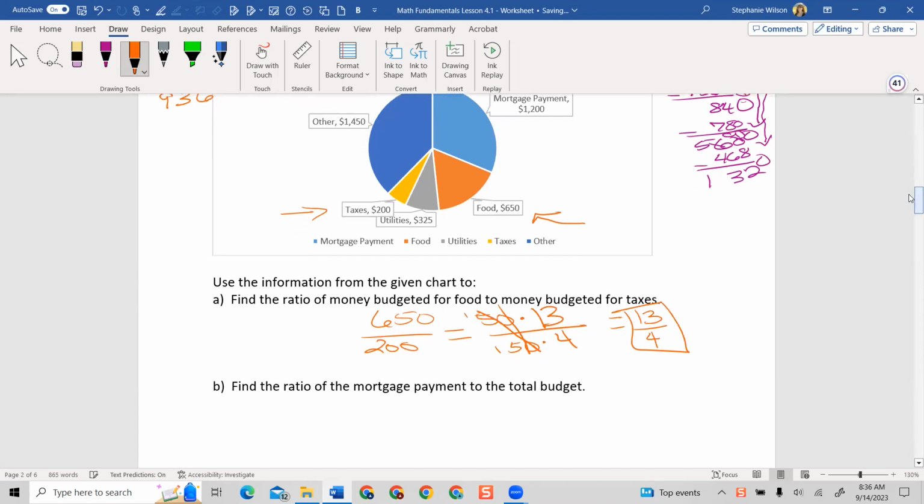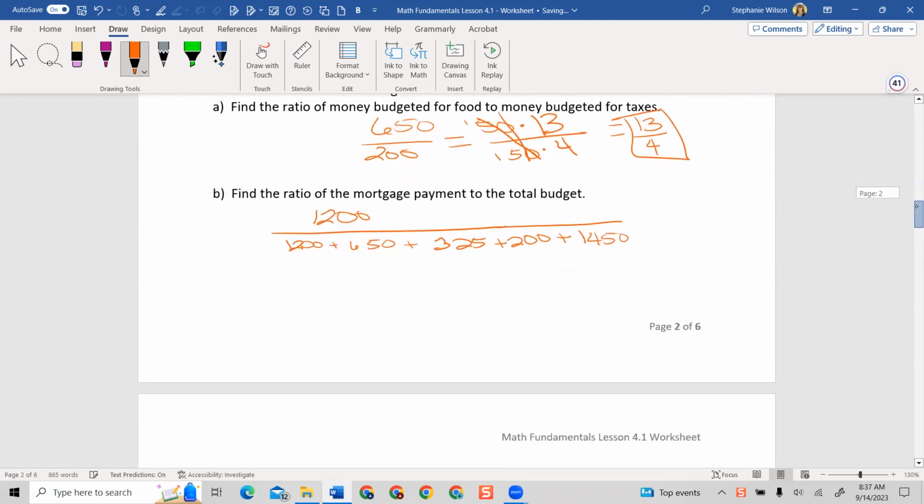I'm just going to scroll up a little bit. The next one says find the ratio of the mortgage payment to the total payment. So the mortgage is $1,200. The total means I'm going to add every one of these up. So I'm going to take the $1,200 mortgage, add it to the food, $650, add it to the utilities of $325, add it to the taxes, $200, and add it to the other of $1,450. Okay, and I'm going to go ahead and scroll down just a little bit more.